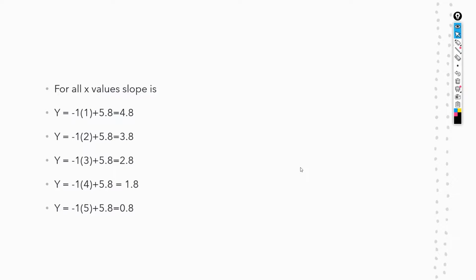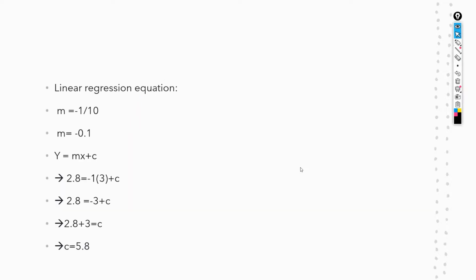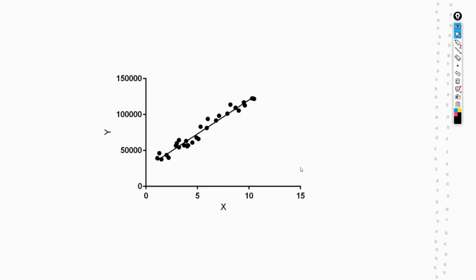We can find the values for all the x values, so minus 0.1 into 1 plus 5.8, where 1 is the first value, and we get 4.8, 3.8, 2.8, 1.8 and 0.8 as the predicted values for each and every x. And we have drawn a graph like this. One question: why is this graph in the reverse direction when we compare it to the first graph? Because the first is upward and this is downward.